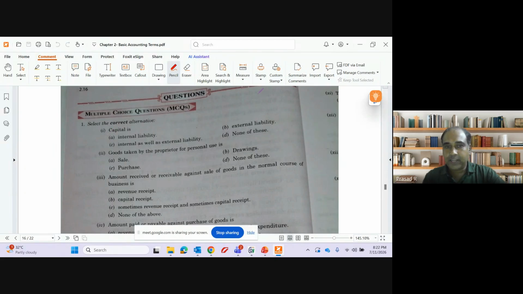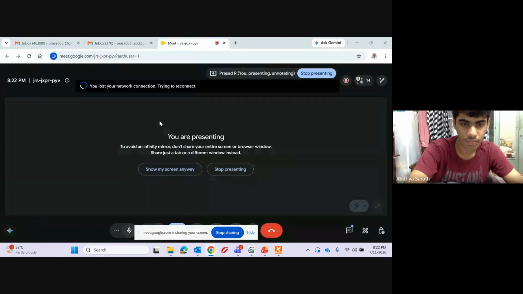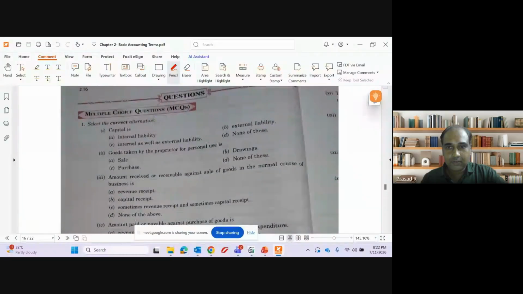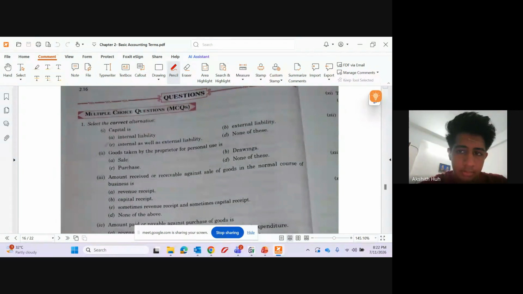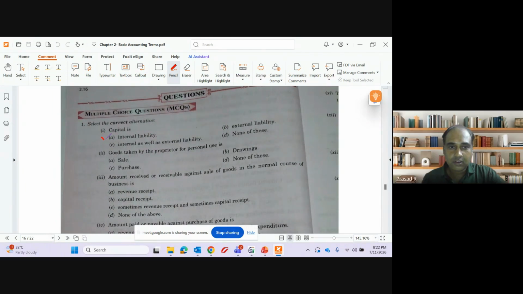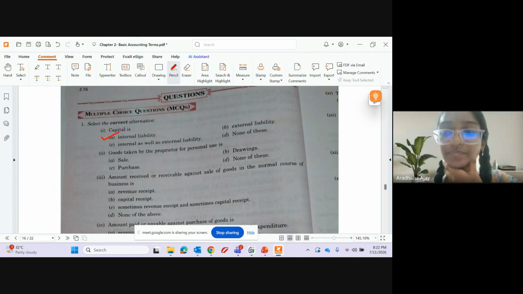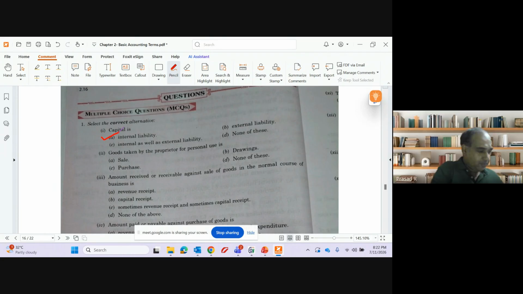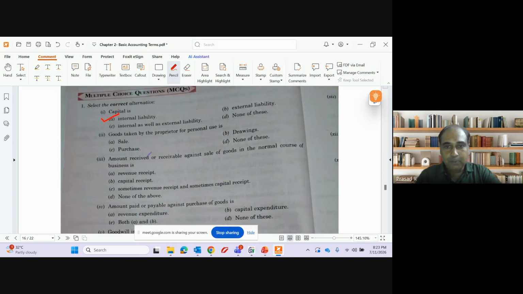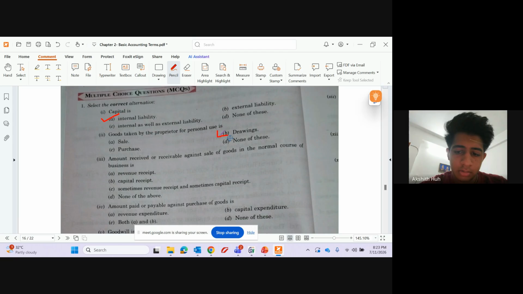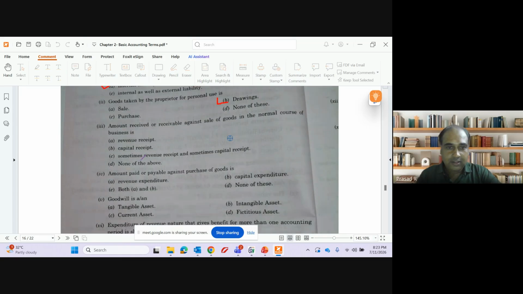Select the correct alternative. Capital is what? Four options are given. Option A, internal liability. Capital is internal liability. Fantastic, guys. Next one. Goods taken by the proprietor is what? Drawings. Option B, drawings. Next.